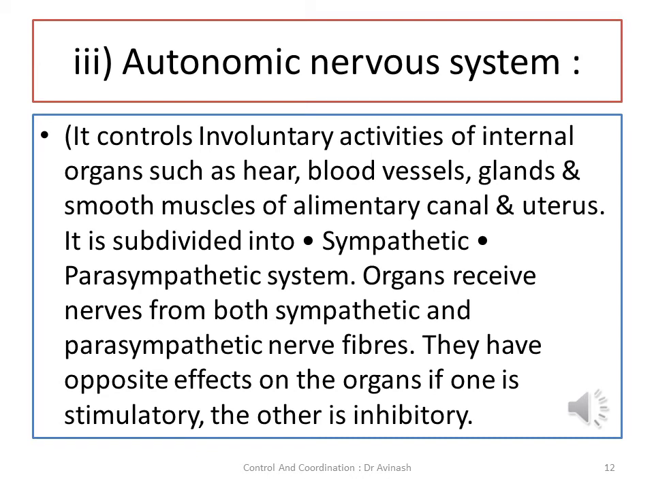Third system is autonomous or autonomic nervous system. This autonomic nervous system controls involuntary activities of internal organs such as heart, blood vessels, glands and smooth muscles of alimentary canal and uterus. It is subdivided into sympathetic and parasympathetic system. Organs receive nerves from both sympathetic and parasympathetic nerve fibers. They have opposite effect on the organs, if one is stimulatory and the other is inhibitory. So sympathetic and parasympathetic opposite. एक stimulate कर देगा, एक inhibit कर देगा.